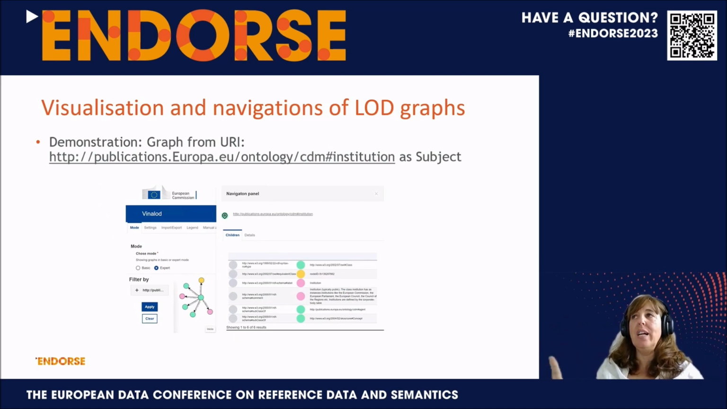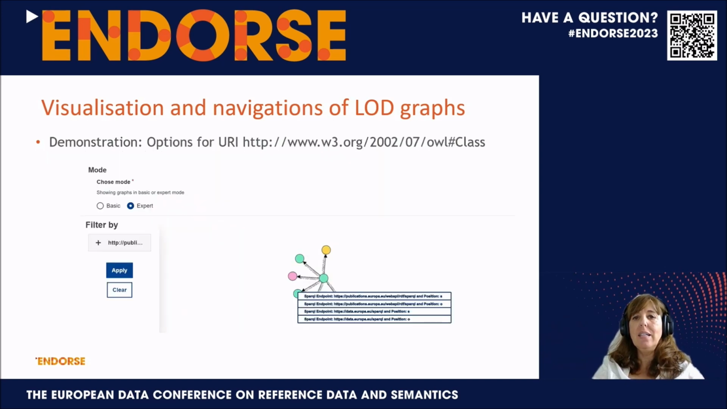Here there is a URI as subject, and we can see the objects from that subject in the navigation panel also. As we can see, we navigate in the same way as in the basic mode with a contextual menu.